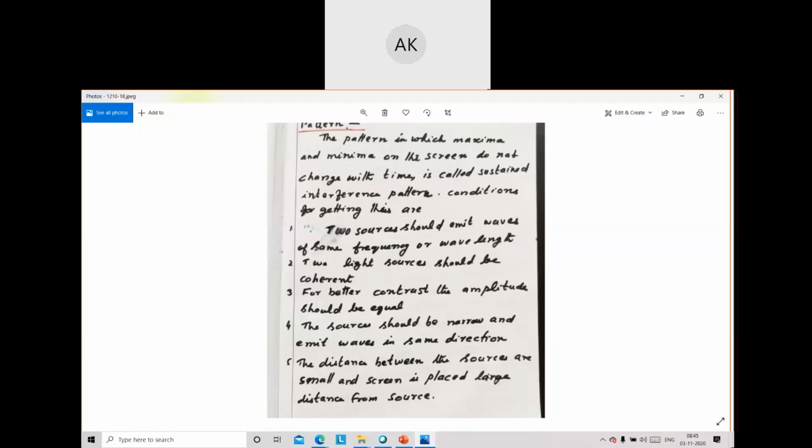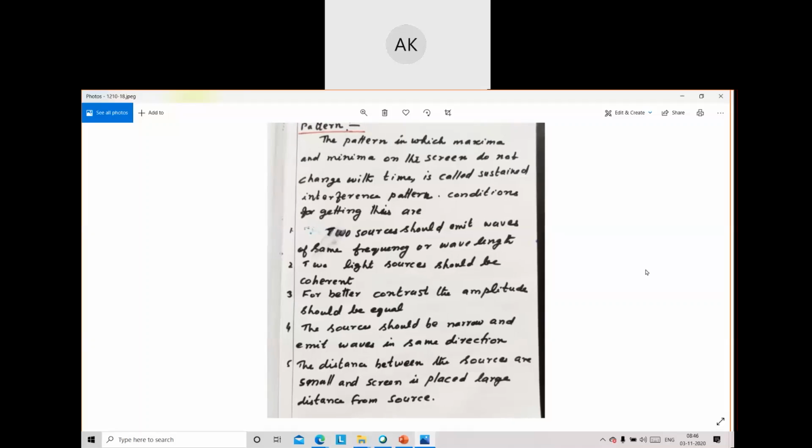The distance between the source and source should be small. The two slits must be a very small distance apart, and the distance between the slits and the screen should be large. For example, the distance between the two slits is very small, about 200 micrometer, but the distance between the slit and the screen is about 2 meter. That's a long distance. Then only this pattern will be observed.